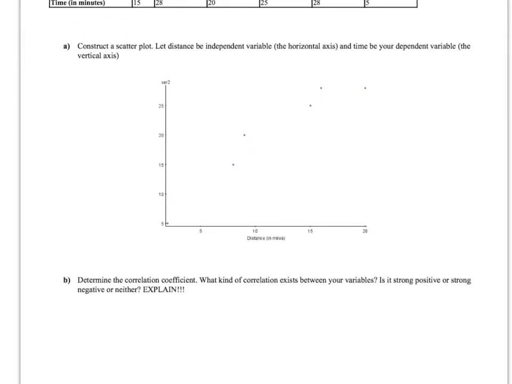Just remember that for all these problems, we always want to be able to identify the independent variable and the dependent variable. In this case we're telling you that distance is your independent and that time is your dependent. Don't forget to include a scale. In this case we have this in 5s, and the same thing with the y's. Okay, so that's for part A.